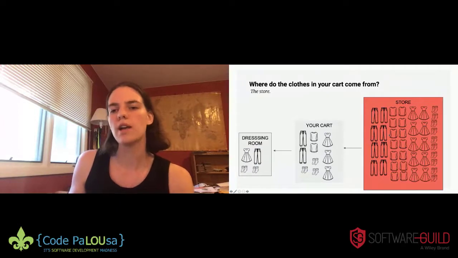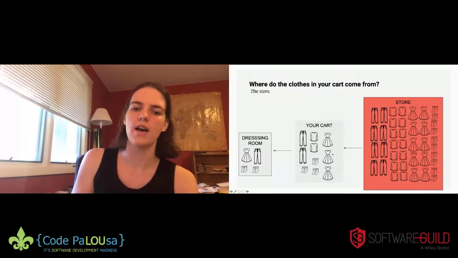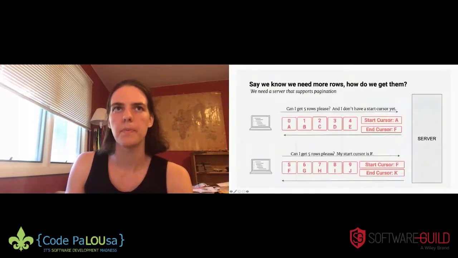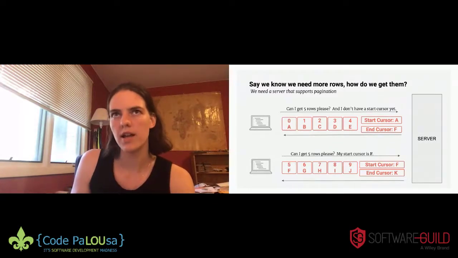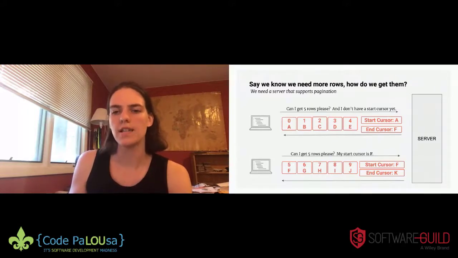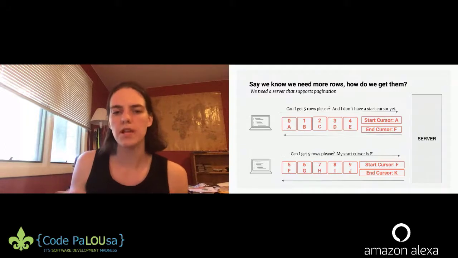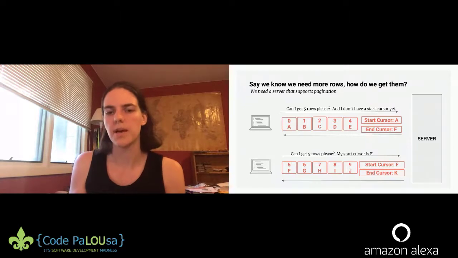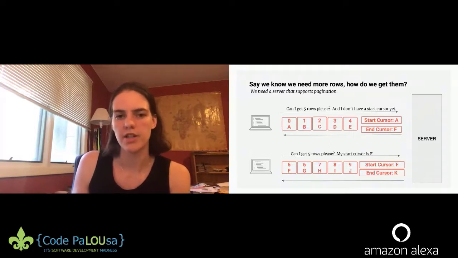The store has all the clothes, then you put a subset of these clothes in your cart, and then you try on an even smaller subset of those clothes. Just like the store is where you go to get a subset of clothes you want to try on, the server is where you go to get a subset of the rows you want to render. The subset of rows can also be called a page of rows. And pagination, like pages in a book, separates the data into pages. There are a couple of main types of pagination: offset-based pagination and cursor-based pagination.